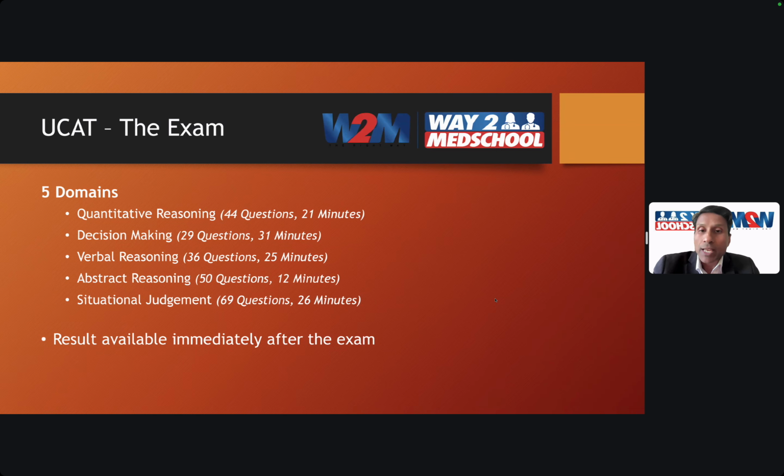For example, quantitative reasoning is 44 questions, and every 4 questions has a common theme. So in essence, it's 11 themes. If you understand one theme, answering the 4 questions will be more rapid and fast. And the results will be available immediately, just like your Life in UK test or the driving theory test. Next slide, please.